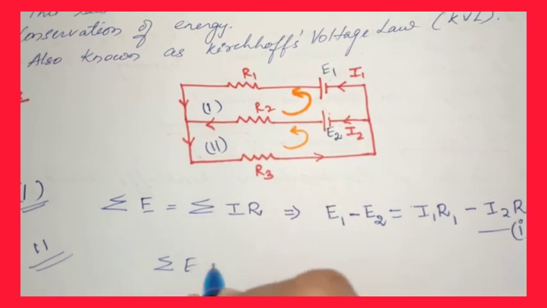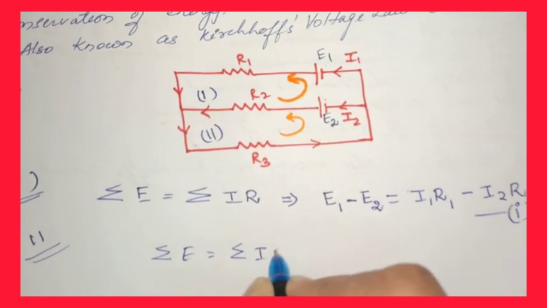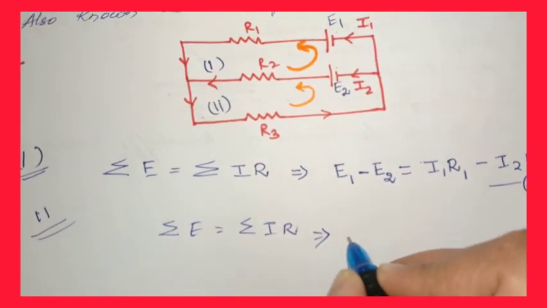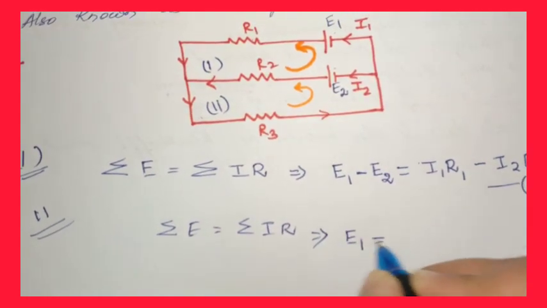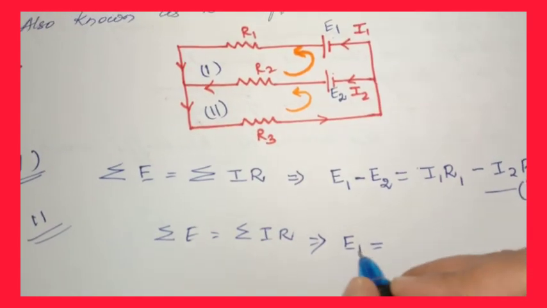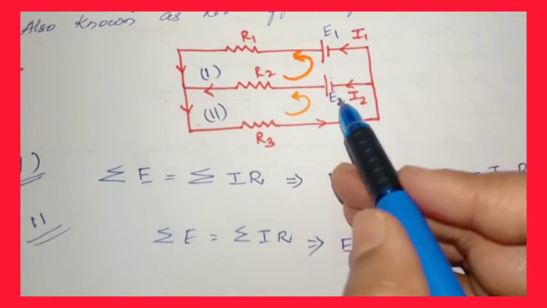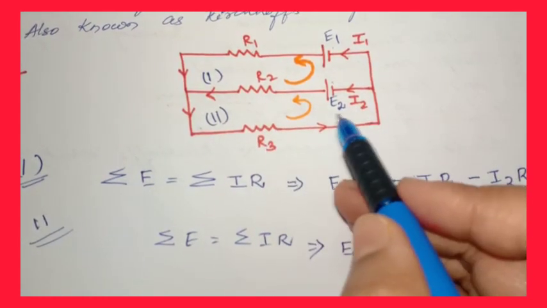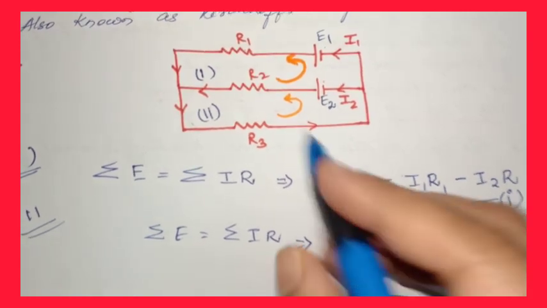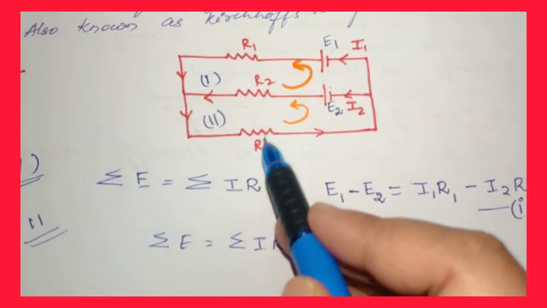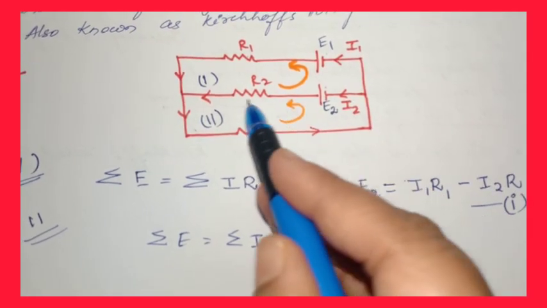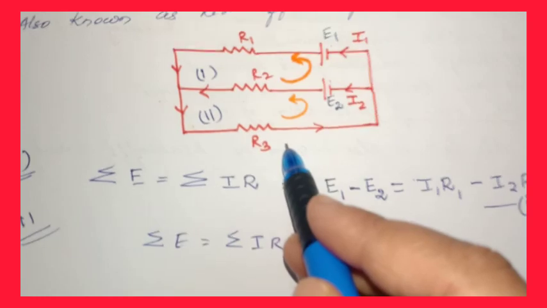Summation of E is equal to summation of IR, which implies plus E1 is equal to, since no more EMFs are there in this loop, I am taking only one EMF, that is my second EMF E2. E2 is in the second loop and which is also from minus to plus, so that is plus, is equal to, how many resistances are connected? There are 2 resistances, that is R2 and R3. So I2 current flows through R2 and what current flows from R3?